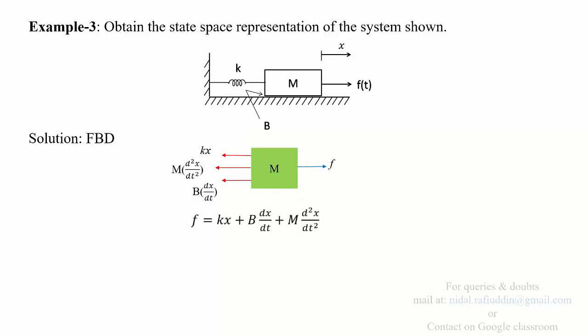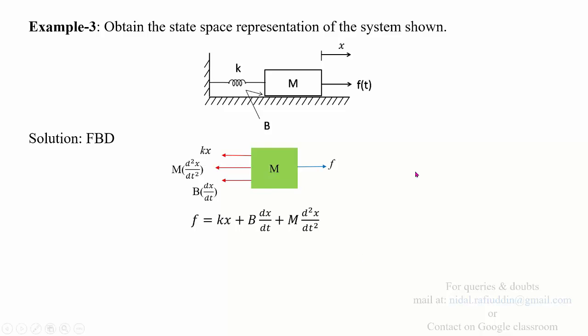Now obtaining the relation, by applying D'Alembert's principle in Newton's law, you will always come to this relation, which is F equal to Kx plus B x dot plus m x double dot. So we see that this example has a differential equation of order 2. This is clear from the differential equation, so in order to obtain the state space representation of this system, we will first have to convert this differential equation into two first order differential equations.